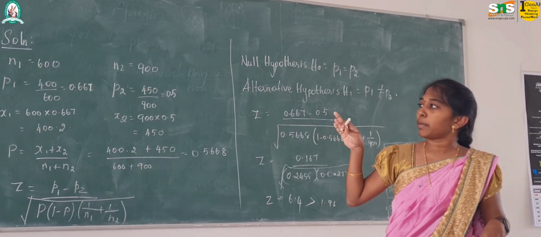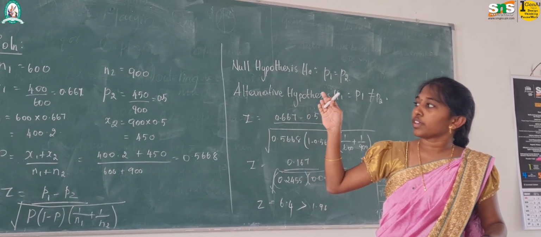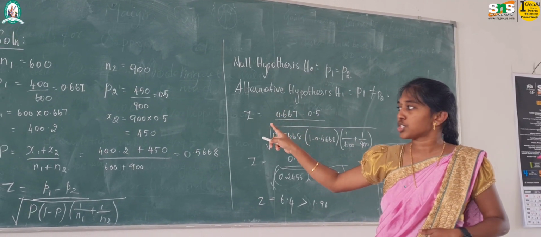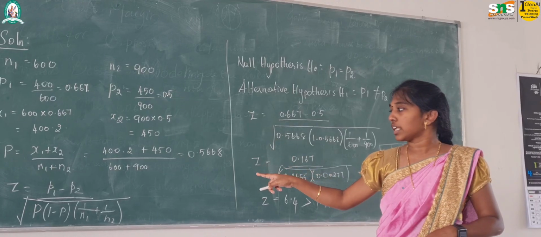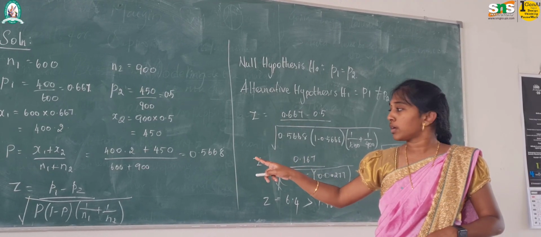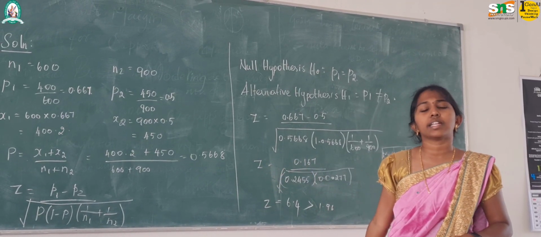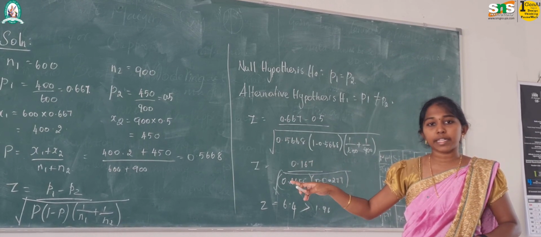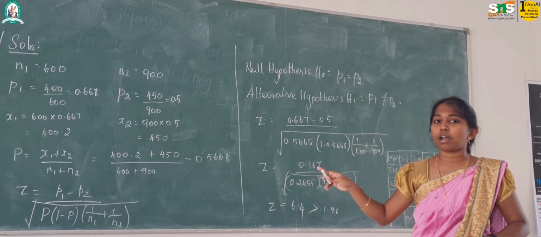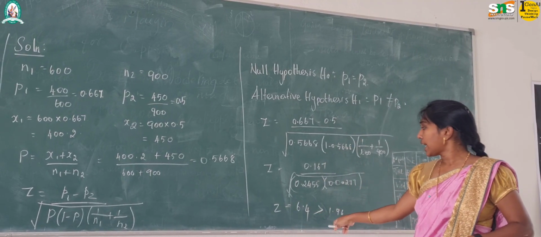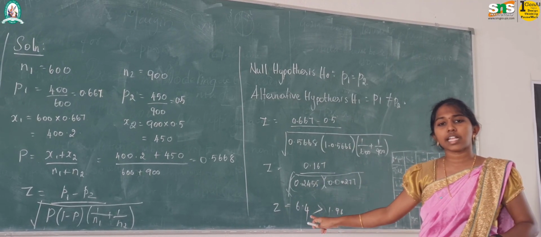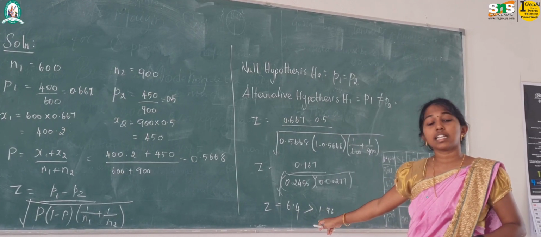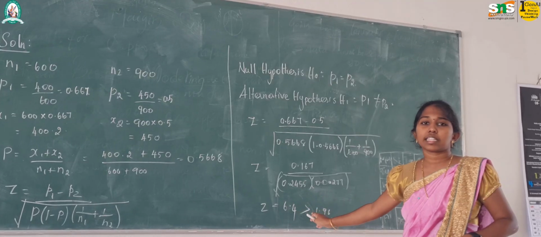To conclude on the whole sample: two samples are given. From the two samples we find the proportions, and from the proportions we calculate the Z value, that is P1 minus P2 divided by root of P into 1 minus P into 1 by N1 plus 1 by N2. First we found the value of capital P, then substituted all those values. By substituting, I get an answer of 6.4. After finding the answer, we compare it with the critical value. Our calculated value is greater than the critical value.